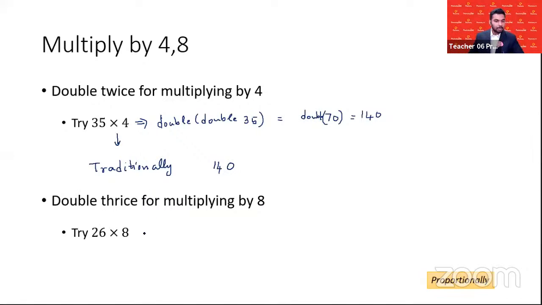Now what about multiplying by 8? This is equivalent to doubling thrice. So thrice double this number 26. So this would imply we are going to have 26 multiplied by 2, which is 52, into 4. Now multiplying by 4, we have seen a method. First double the number and then double it again. So 104 multiplied by 2, which is going to be 208.